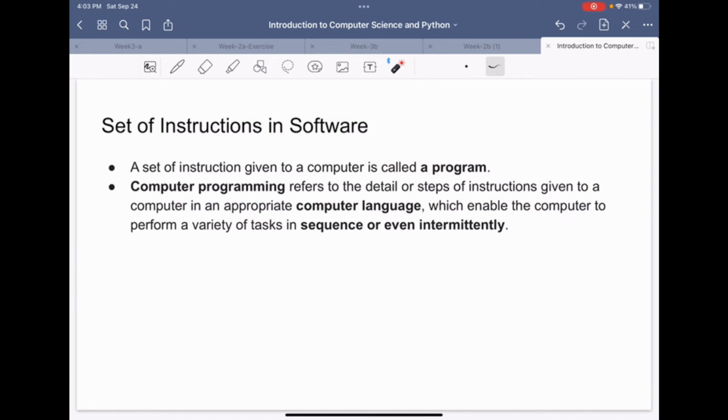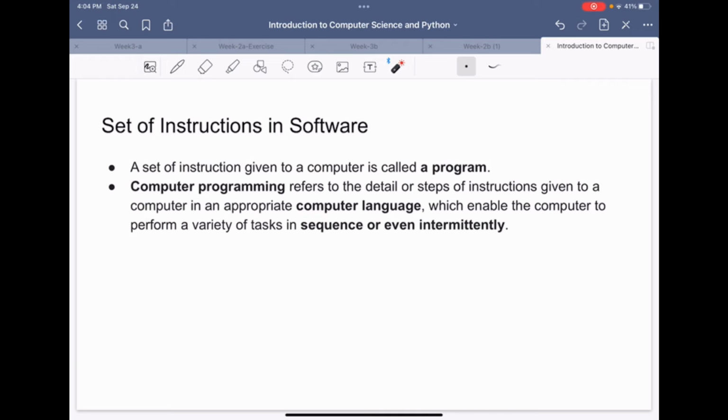So what is a set of instructions? A set of instructions is a set of statements we write in some specific programming language, and we call that a program. So computer programming refers to the detailed steps of instructions given to a computer in an appropriate computer language that enables the computer to perform a variety of tasks in sequence or even intermittently.